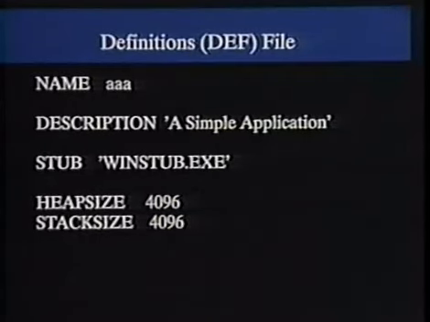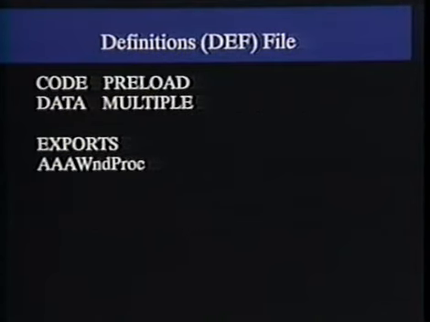So here's an example definitions file. It has a name and a brief description in there. We can designate a heap and a stack size for it. And in addition, we give some information about how we want the segments for our code and data to be manipulated or used within the system. In this example, I've indicated that the code for our program should be preloaded, so at load time all of the code will be brought in off a disk, and that the data in our system should be multiple.